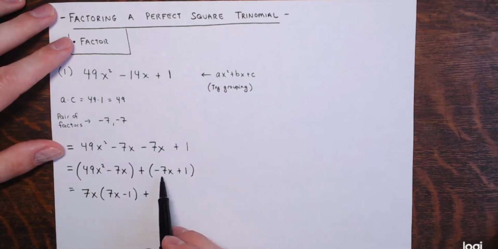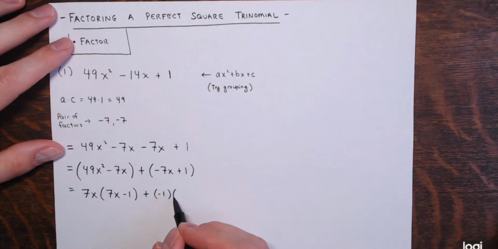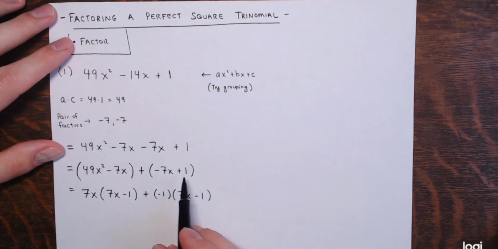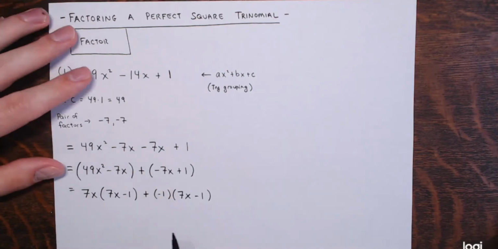Plus, and then this second group, remember when the lead of a group was negative, you pull out the opposite of the greatest common factor. Now the greatest common factor of these two terms would just be 1. They really don't have anything in common other than 1. Because the lead is negative, I factored out negative 1. If I factor out a negative 1 from this, what's left over would be 7x and then negative 1 again. Distribute the negative 1 and you'll get negative 7x plus 1.